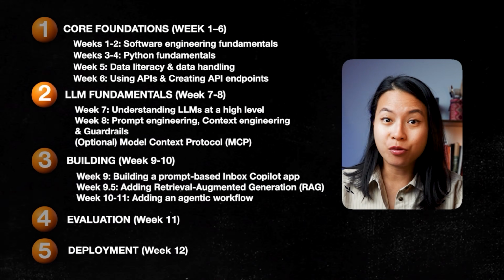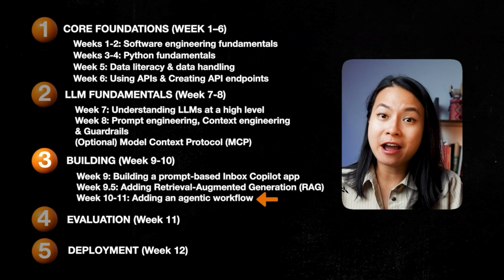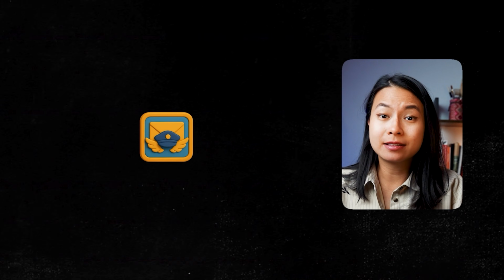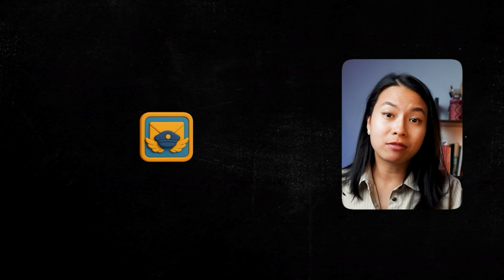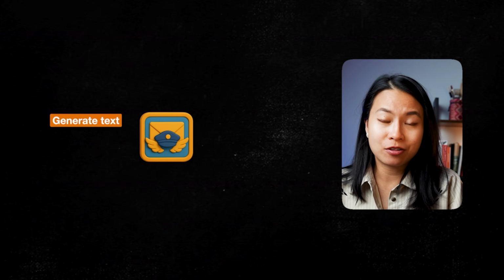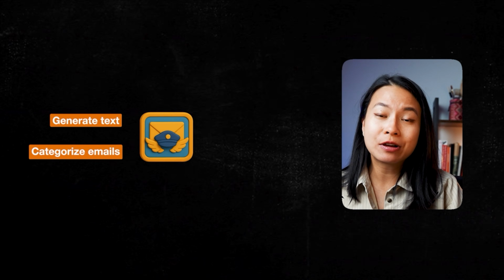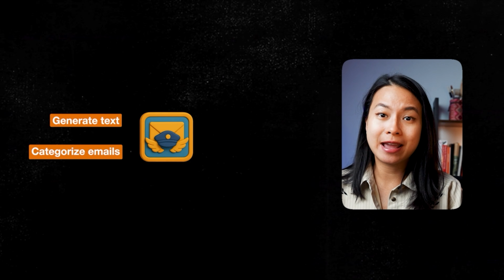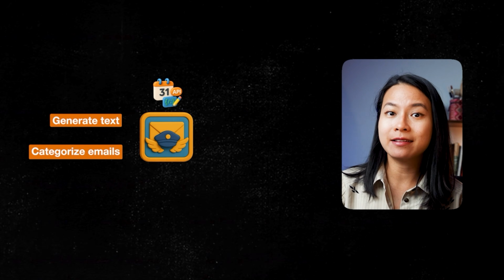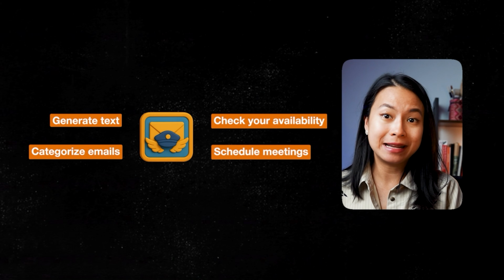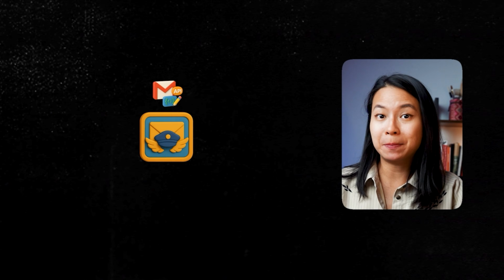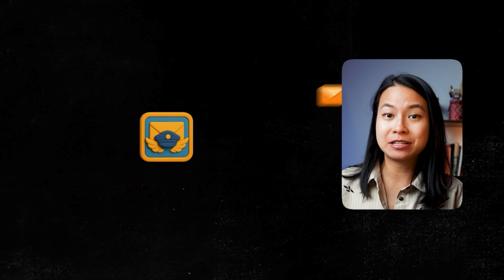In the following week, week 11, you might want to start diving into agents. So what you can do is to add some external tools to your Inbox Copilot. This means your Inbox Copilot can not only generate text or categorize email, but can also actually do stuff. For example, you can integrate a calendar API that allows your Copilot to check your availability and schedule meetings for you. You can also add another tool hooking your agent to Gmail API so that your Copilot can actually send an email confirmation on your behalf.